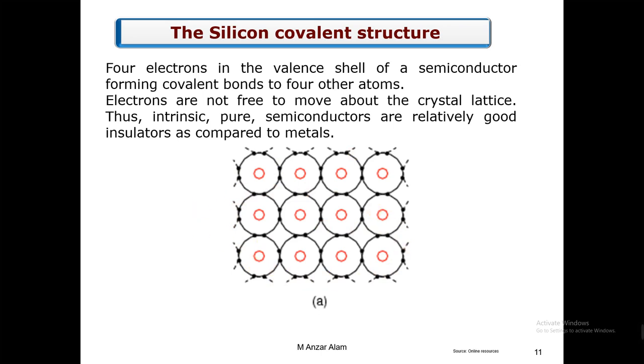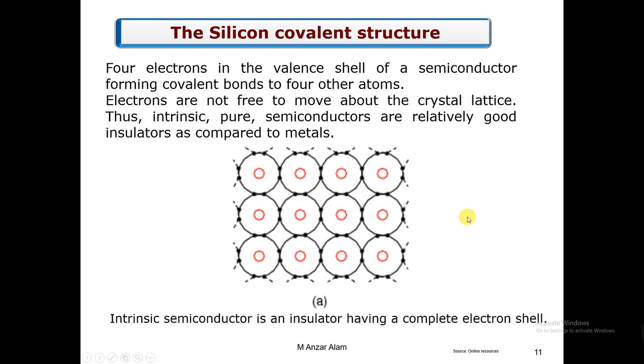As you know, current is basically the movement of charge: moving electrons, moving negative charges, moving positive charges. As long as you have charge and it is moving in the structure, there will be a flow of current. But here there are no free electrons, so there are no moving electrons. That's why electrons are not free to move about the crystal lattice. Thus, intrinsic pure semiconductors are relatively good insulators compared to metals. An intrinsic semiconductor is an insulator having a complete electron shell, as we discussed already.